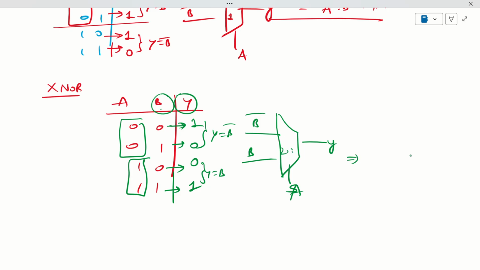What is the combination in the 2:1 multiplexer? Y equal to S bar, that means A bar into B bar plus A into B. So this is about the XNOR gate.